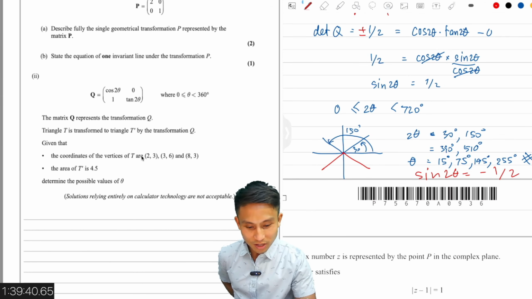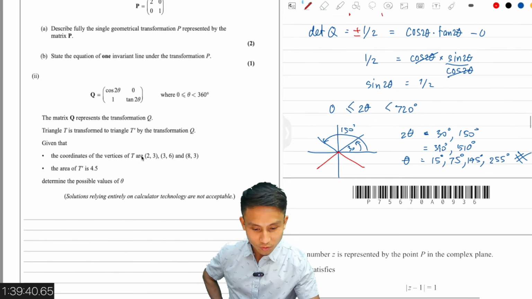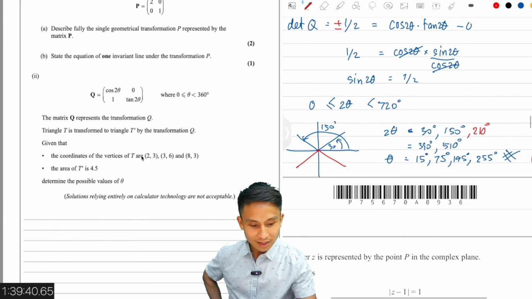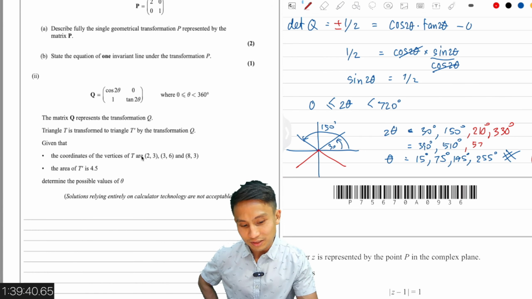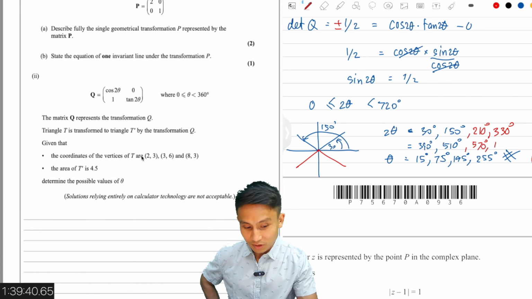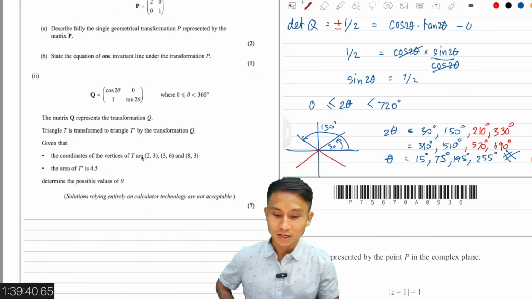Well, you would have also what? I'm just going to rub this off. And then you would have also 210, right? For the 2 theta first. So you would have 210 and then 330. And then if you add 360 from 210, you would get 570. And then 360 from 330, you get 690. Yeah? So those will also be available.